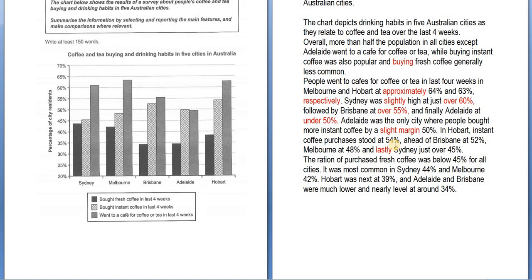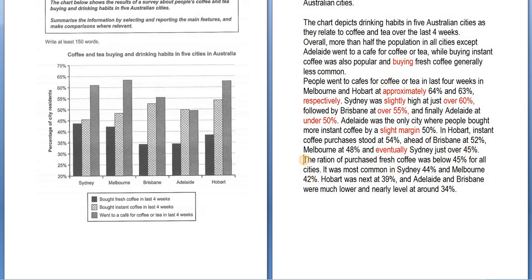So sometimes try to compare what is given in your bar chart, what information is given in the bar chart. Try to make comparison between all this topic or all this data. So here is lastly. So instead of lastly, you can say eventually. Eventually is a much better word than lastly. So eventually Sydney just over 45%.